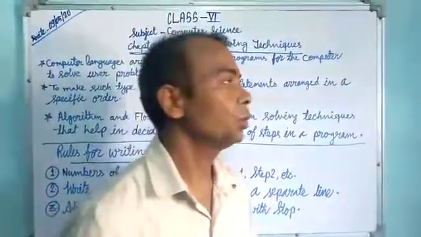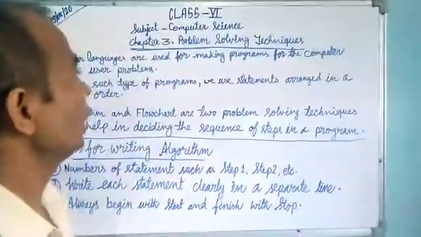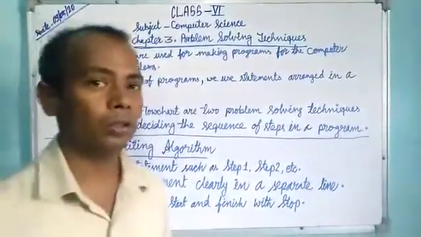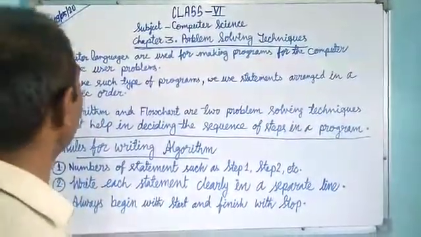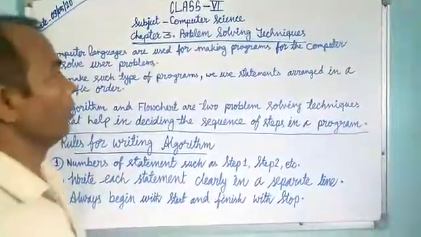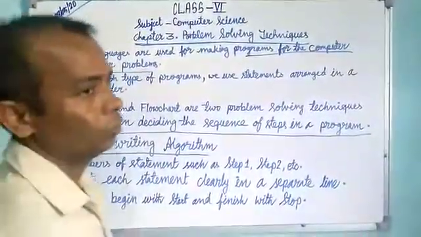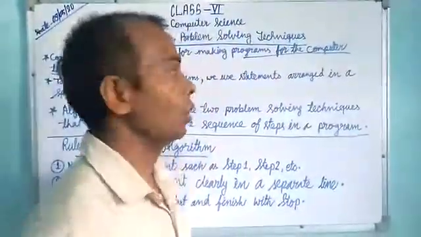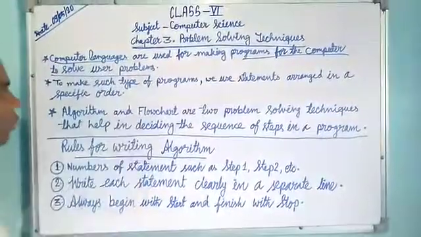And in this video, I am going to talk to you about class 6 Computer Science. And here is the new chapter, the third chapter, problem solving techniques. In the previous classes, I have talked to you a lot about computer languages. So many languages I have talked about, low level and high level languages, and these languages are used for making programs for the computer to solve the users' problems. Users have so many problems, and those problems are solved with the help of a program, and that program is made by computer languages.